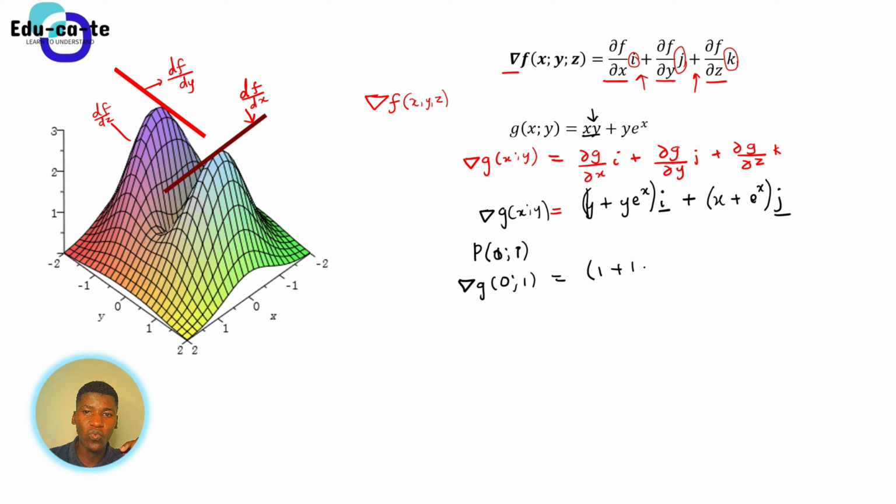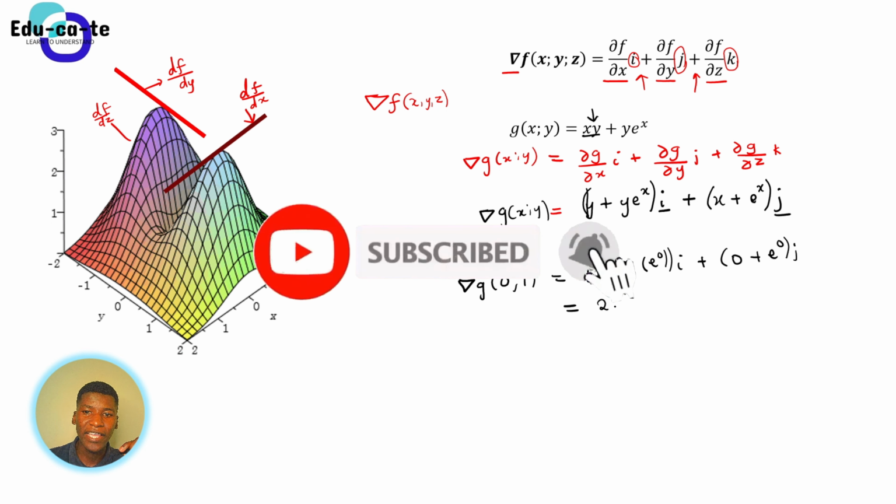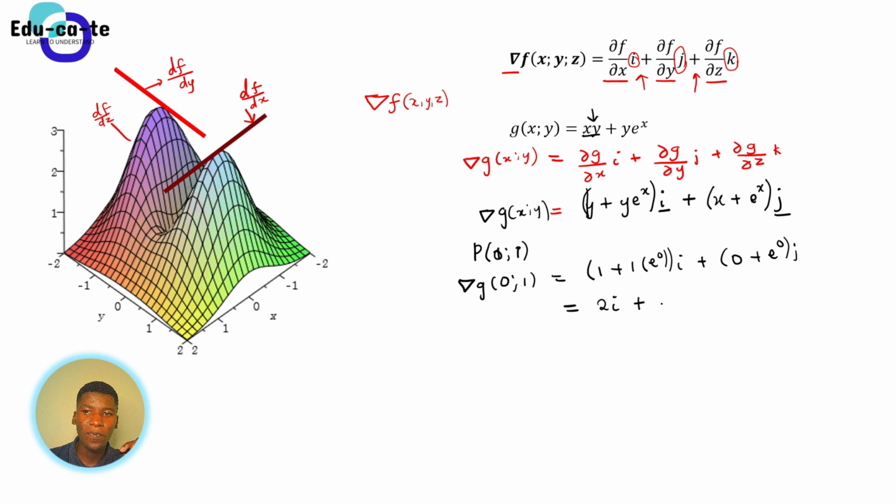So this is 1 times e to the power of 0. And then this is i plus, this is x, so this will be 0 plus e to the power of 0. This is j. So in this case, the sum of 1 plus e to the power 0 will be 1 plus 1. So this will be 2, and there's an i. So this is 2i. And then this is plus 0 plus 1, that would be 1j. So this is your gradient of g at the point (0, 1).